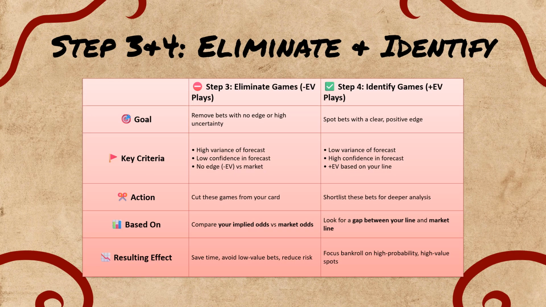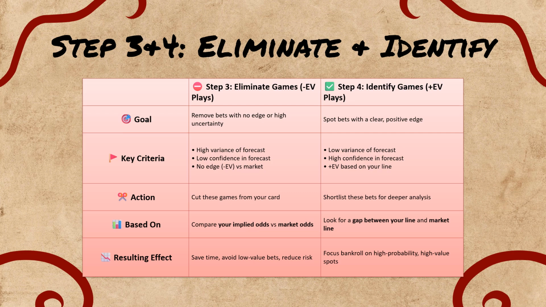Okay, so now that we've got our forecast, you're going to want to introduce those predictions to the market and start making some real decisions. This is where we filter the board, cut games that don't actually make the cut, and then shortlist games that show some true value. So let's break it down into 2 steps.